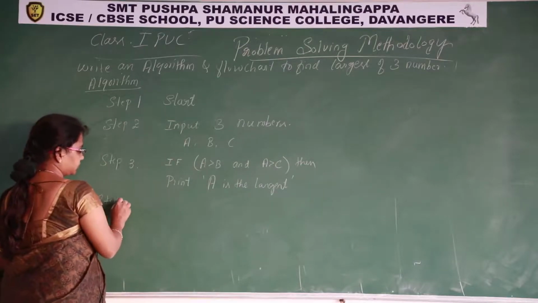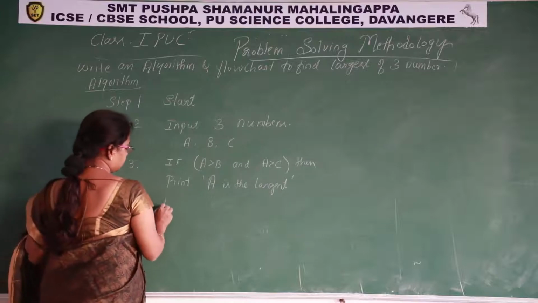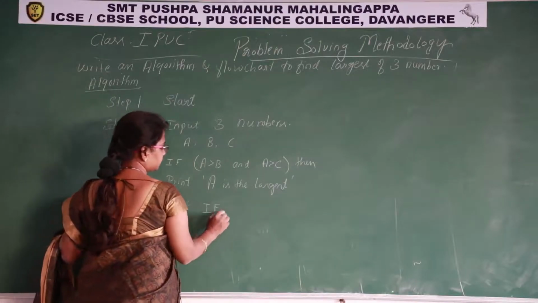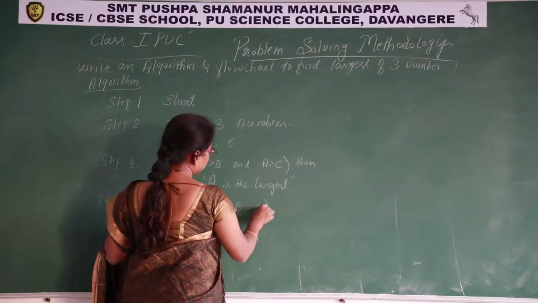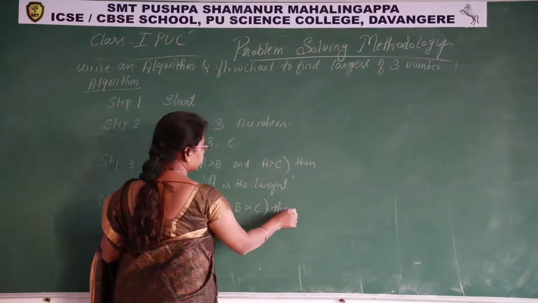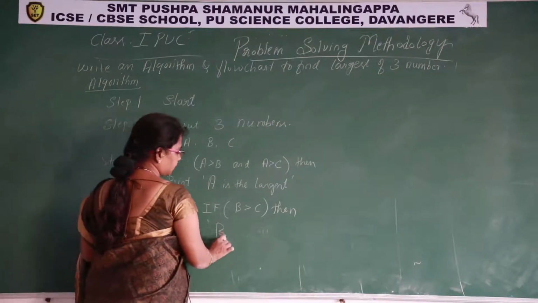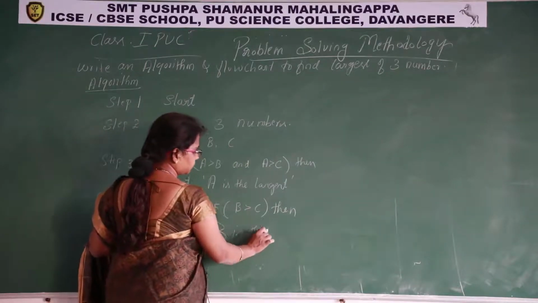Step 4, else if B greater than C, then print B is the largest.